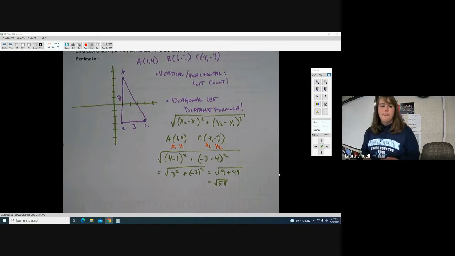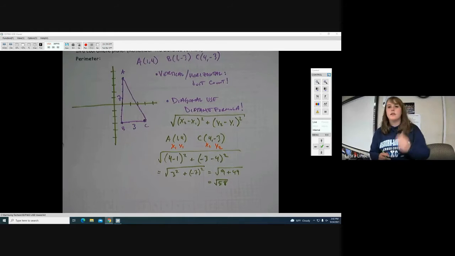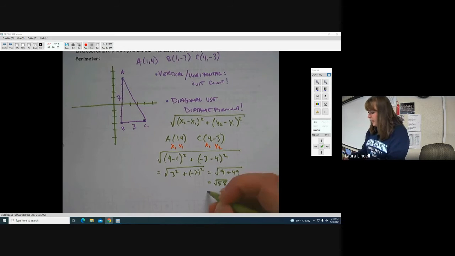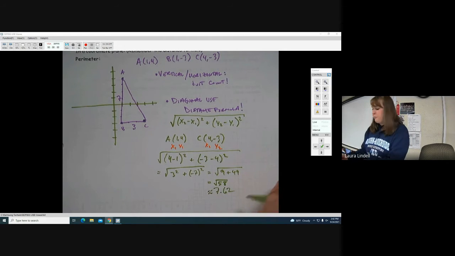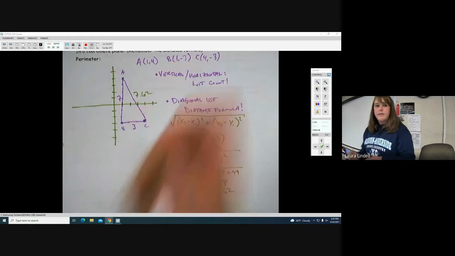Now, when we're talking about distance, the square root of 58 is not all that helpful of a number. I don't know what the square root of 58 feet looks like. All right, so sorry about that. Like I said, the square root of 58 is not a super helpful number in terms of measuring distance. So instead, we're going to take the square root of 58 in the calculator and get a decimal. We get that it's approximately 7.62. So that would mean the side length is 7.62.